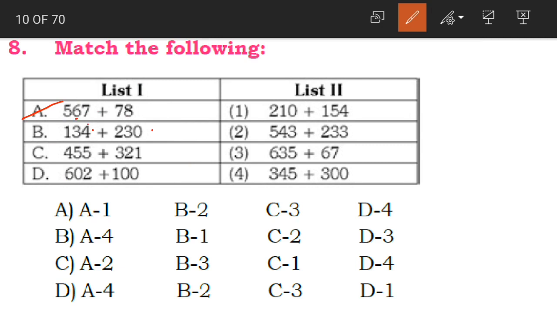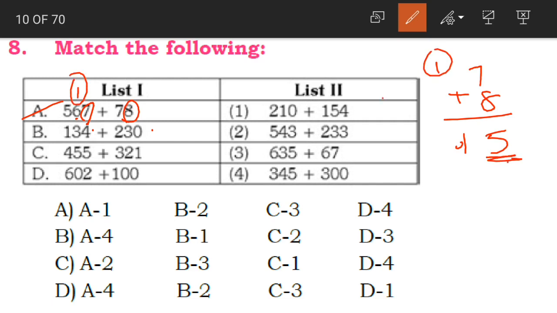567 plus 78. See, one trick for solving this is, okay, what are the digits in units place? 7 and 8. So 7 plus 8 becomes 15. 1 will be carried to the next digit. Now we are having 5 in the units place. Yes or no? So from the given numbers in list 2, which number will also have 5 in the units place, we need to find out.